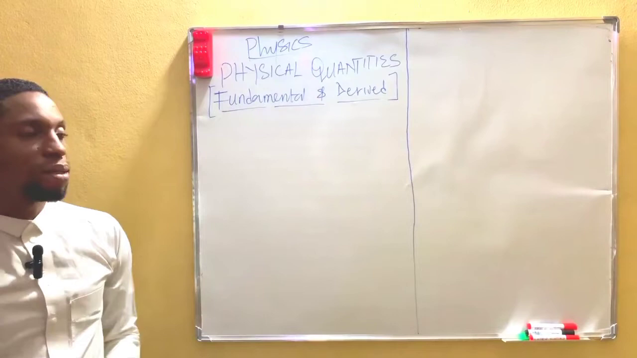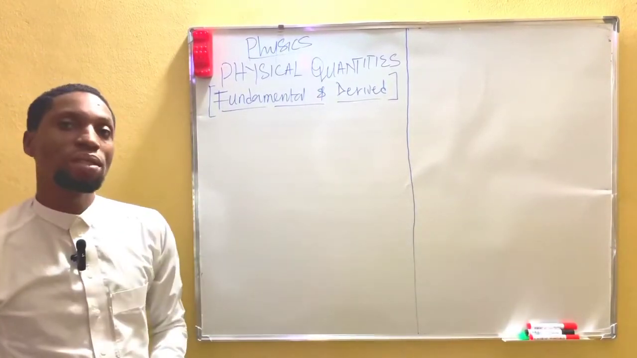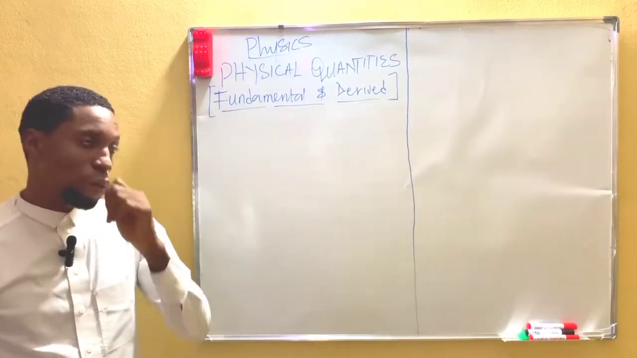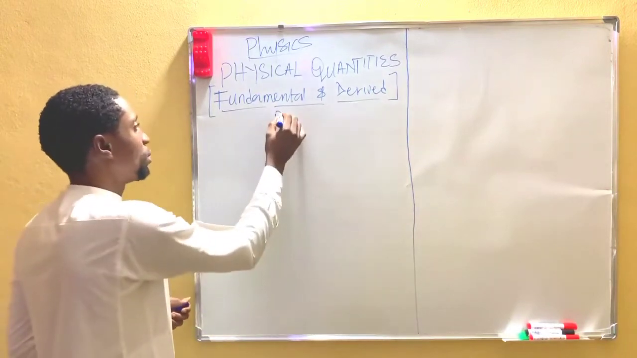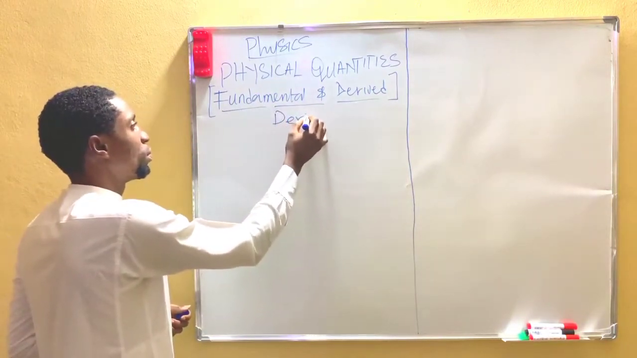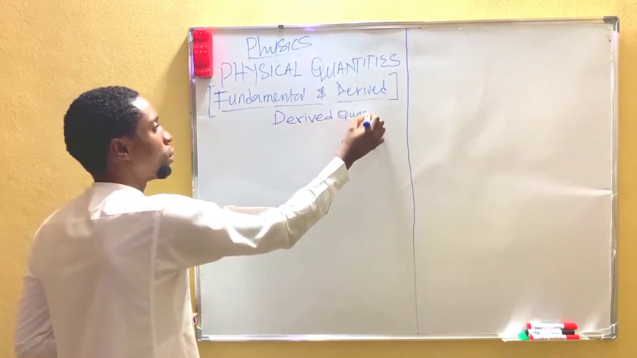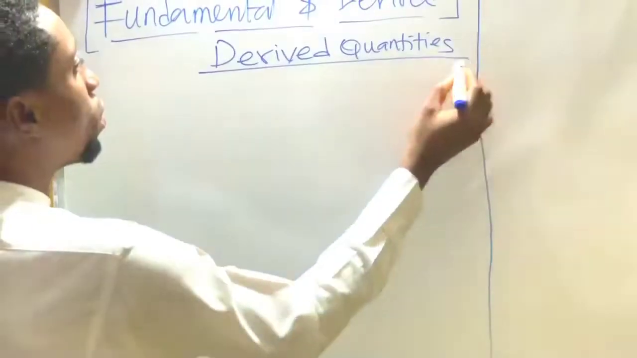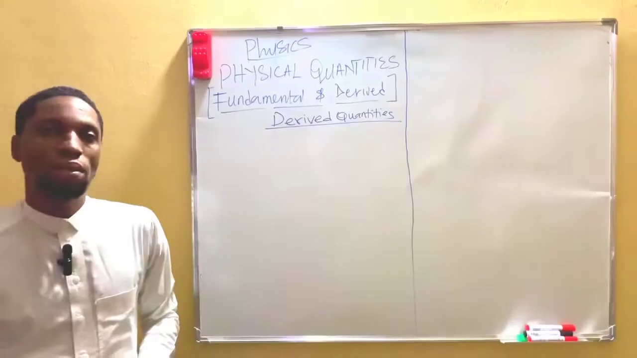On our last or previous class, we treated fundamental quantities and fundamental units. So today we are going to focus more on derived quantities. So, what are derived quantities?